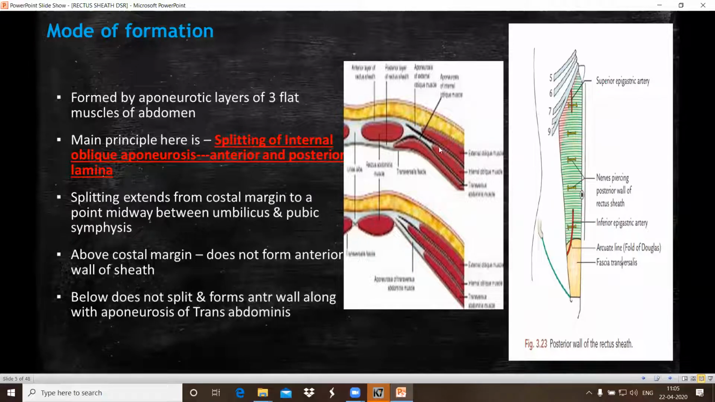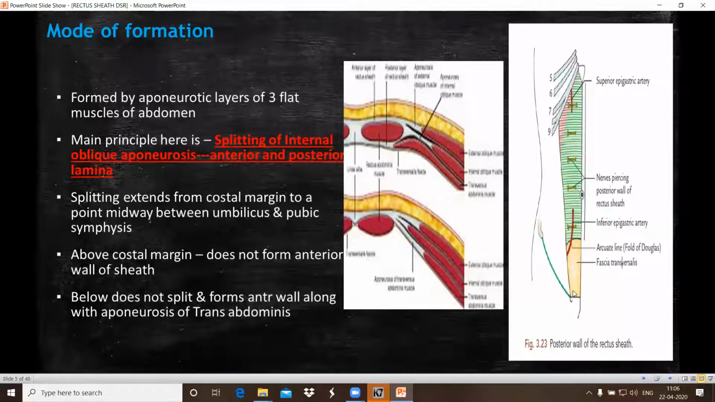This internal oblique aponeurosis is divided into 2 layers, anterior layer and posterior layer, the black ones. The remaining 2, external oblique and transverse abdominis, don't split. So the main principle to remember here is that only the internal oblique divides into anterior layer and posterior layer. From where to where? It splits from the costal margin to the midpoint between the umbilicus and pubic symphysis.